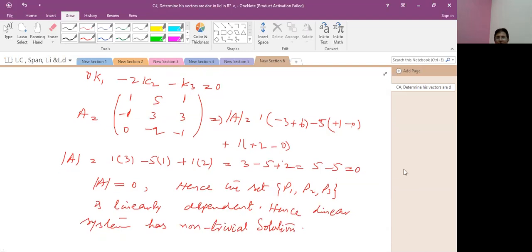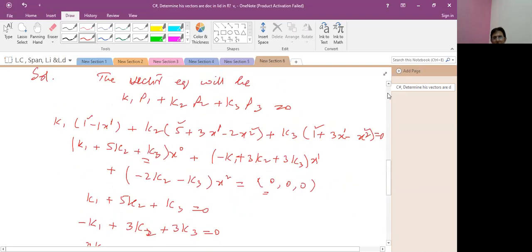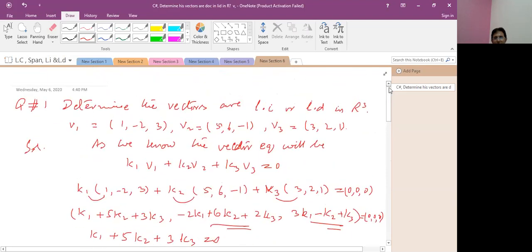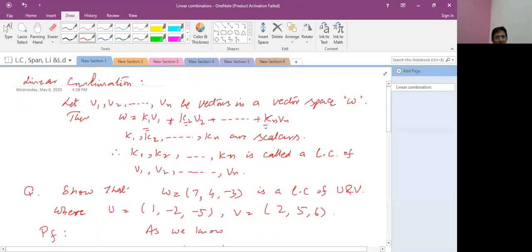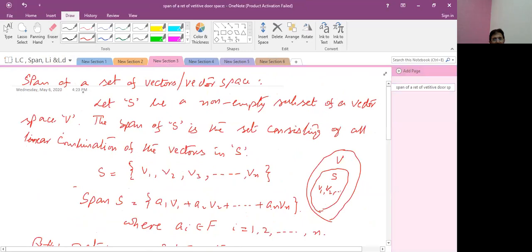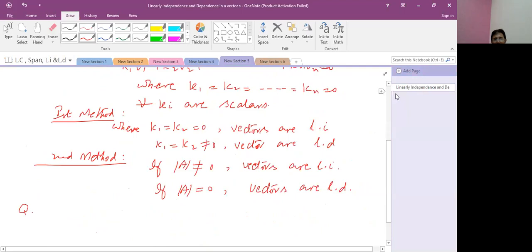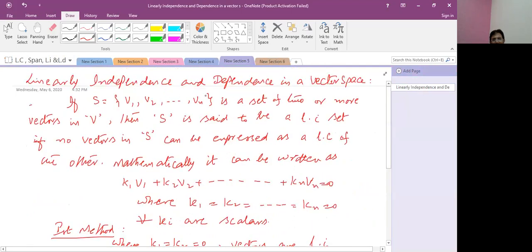I hope you will learn, student. I have completed my topics. Today we talked about 3 subtopics of a vector space. The first one we discussed, starting from linear combination and attempting 2 applications about linear combination. Then we discussed the span of a set of vectors. Then the last topic is whether the vectors are linearly dependent or independent, and we solved 2 applications of each.